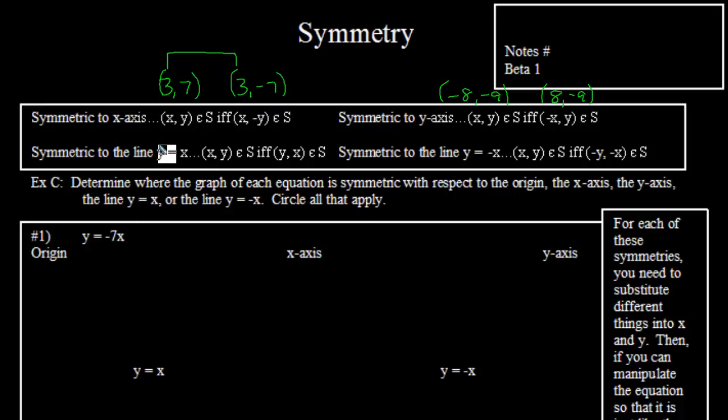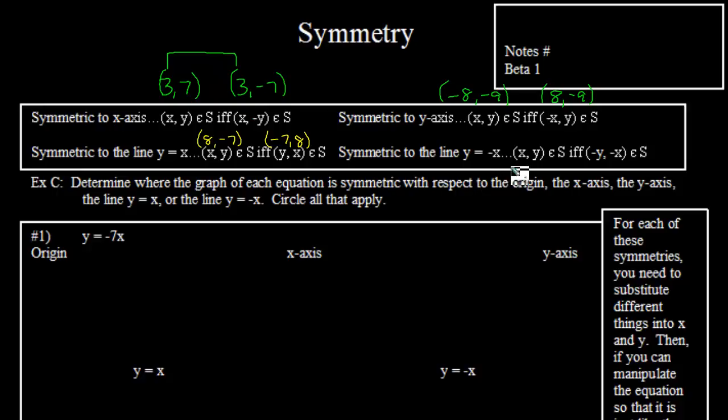If it's symmetric with respect to the line y equals x, this one here is so subtle it's scary. Notice it says y is equal to x. If you read it backwards, it says x is equal to y. So x becomes y because x is equal to y, and y becomes x because y is equal to x. Example: say we have the ordered pair (8, negative 7). If that's on your graph and it's symmetric with respect to the line y equals x, then you know for sure that (negative 7, 8) is on your graph. X became y and y became x.